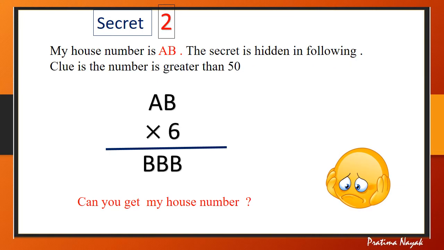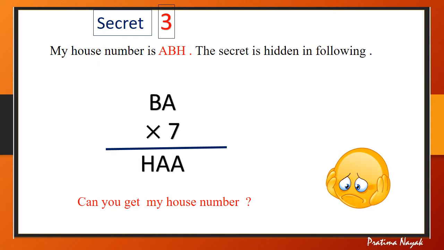Secret 2: my house number is AB. The secret is hidden in the following, but the clue is that the number is greater than 50. It is AB, and when it is multiplied by 6, I get BBB. Can you get my house number? You can pause the video, find it, and check the answer. You have to wait for some time to get the answer if you cannot find it.